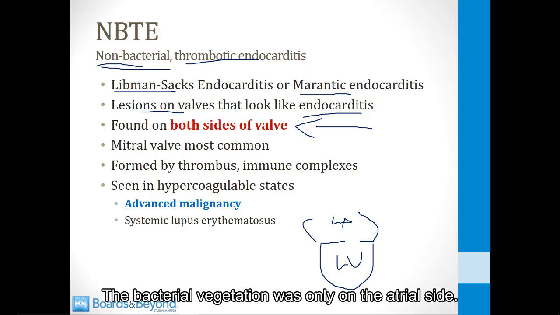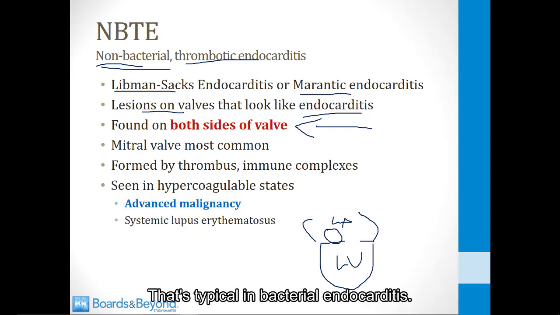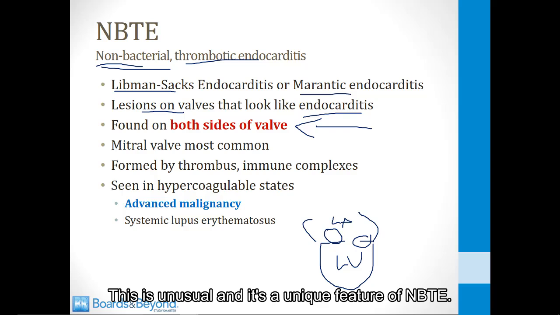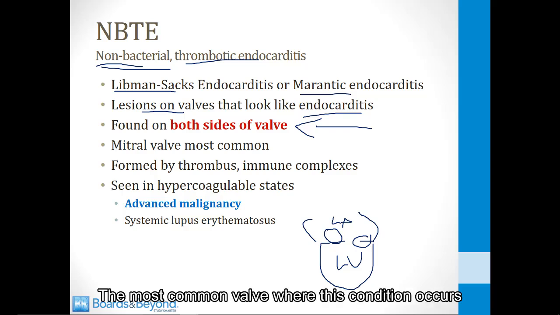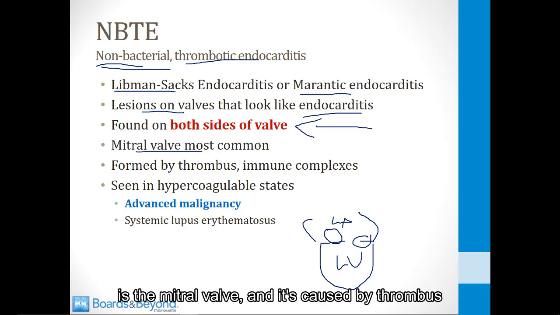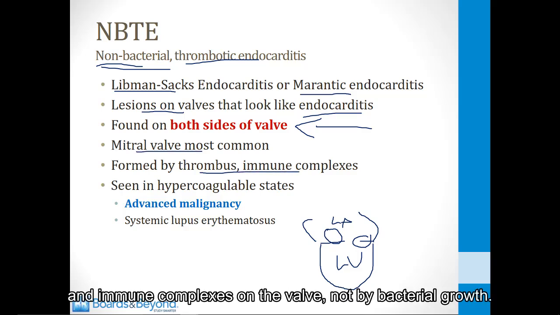The bacterial vegetation was only on the atrial side. That's typical in bacterial endocarditis. In NBTE, vegetations tend to grow on both sides of the valve. This is unusual and it's a unique feature of NBTE. The most common valve where this condition occurs is the mitral valve, and it's caused by thrombus and immune complexes on the valve, not by bacterial growth.